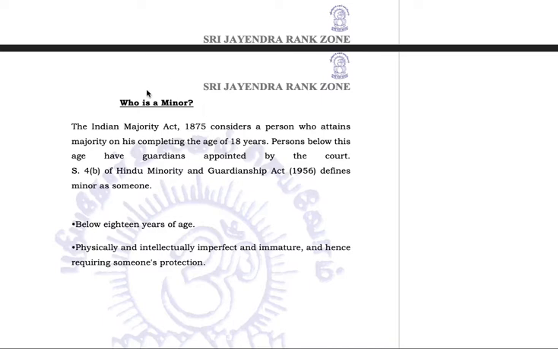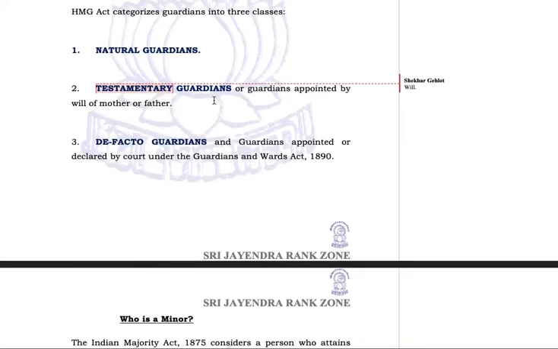Now, who is a minor? The Indian Majority Act 1875 considers a person to attain majority on completing the age of 18 years. Persons below this age will have guardians appointed by the court. If they do not have any natural guardian or testamentary guardian, then the minor will get a guardian appointed by the court.